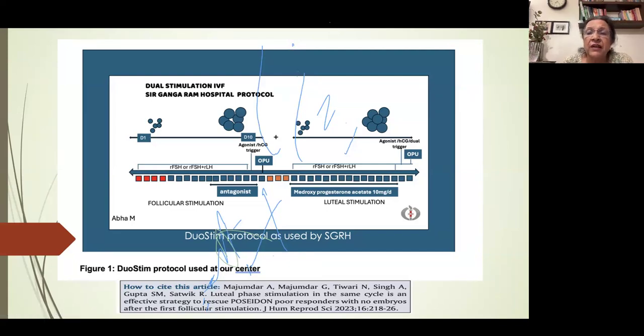And we gave the patient the same FSH or FSH plus LH, whatever we've decided, and medroxyprogesterone acetate 10 milligrams. And then here we could give any trigger we wanted. Agonist would have worked because this is a PPOS protocol, or HCG would have worked, or a dual trigger also works. So whichever way the first cycle's oocytes are, if there are more immature oocytes, we like to give a dual trigger. So that is what we would do with this.